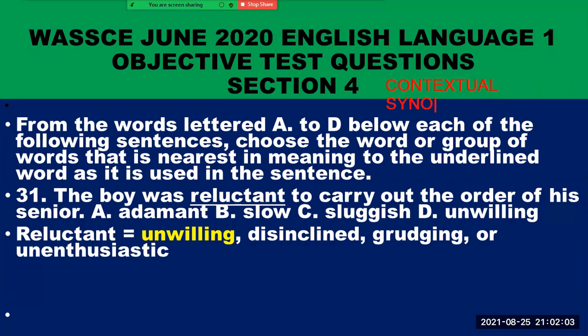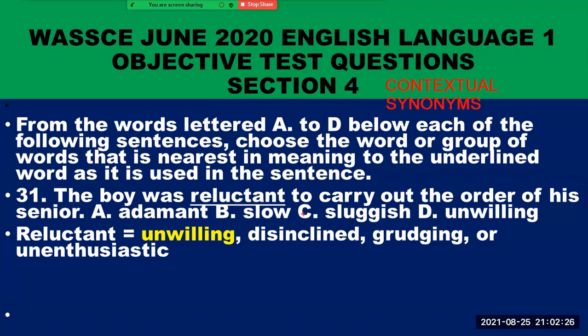Synonyms are words nearest in meaning. Antonyms are words opposite in meaning. So I want you to have this in mind. And contextual means how it is used in a sentence. All right. So let's now look at question 31.